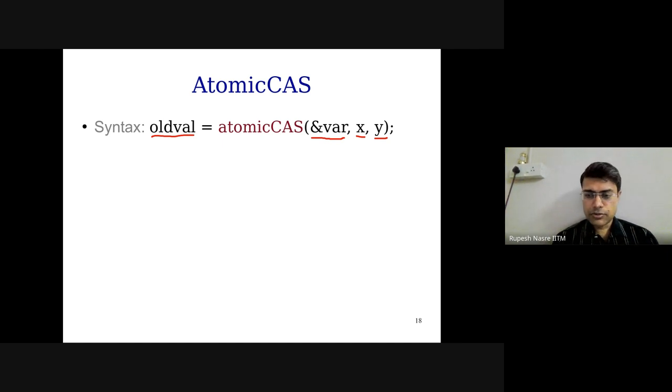That is, I return the old value. So why do I return the old value? Because different threads are doing atomic CAS simultaneously. Based on the old value, I will be able to figure out as a thread if my update was successful or not. If the old value is same as X, then that means that this condition was satisfied and therefore it is updated with Y. If the old value is different than X, then there was no such update, right? So that is correct. Yes.